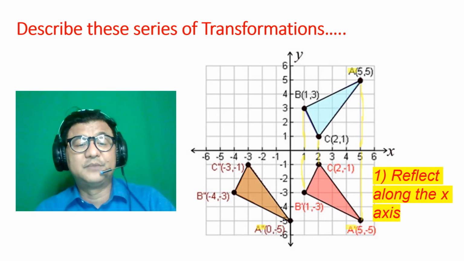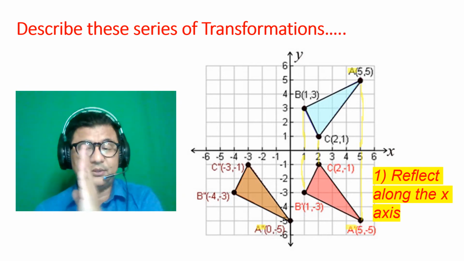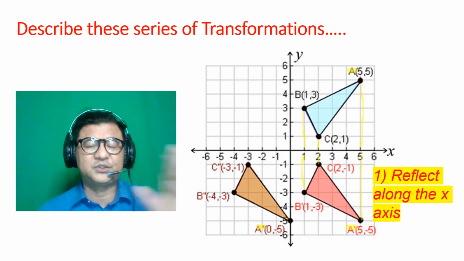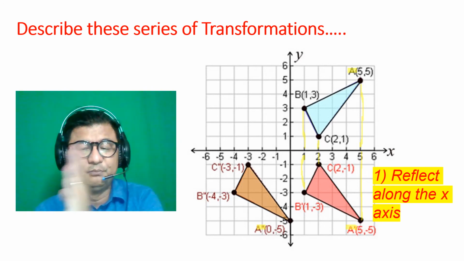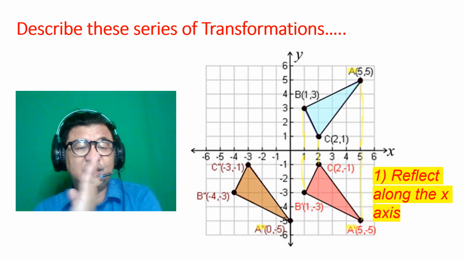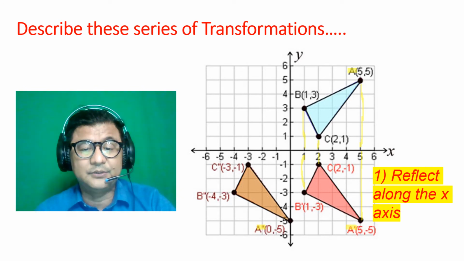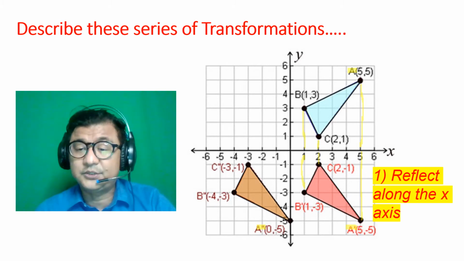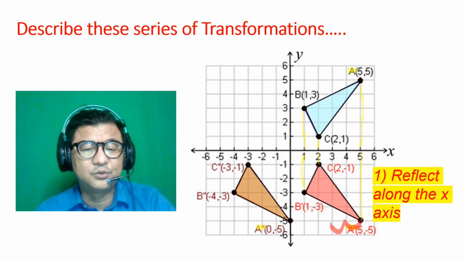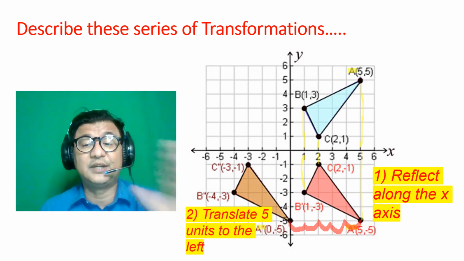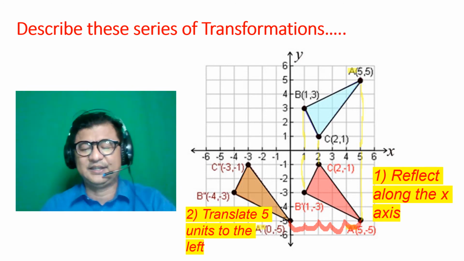Now, from the pink, it went to the brown. Look at the orientation. Was there flipping, or is the orientation preserved? Yes. You just move to the left. Okay, so let's see now, but how many units? Let's count the number of units. Let's use A as our reference. 1, 2, 3, 4, 5. So therefore we could say translate 5 units to the left. Okay, good job.